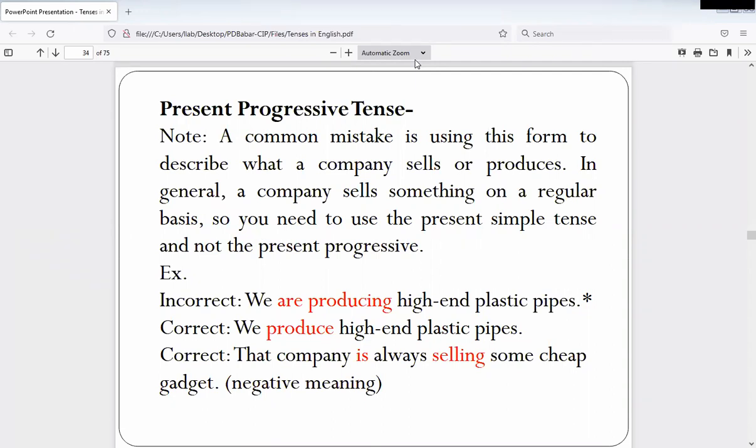Okay, so this is the difference between the correct form and the incorrect form.